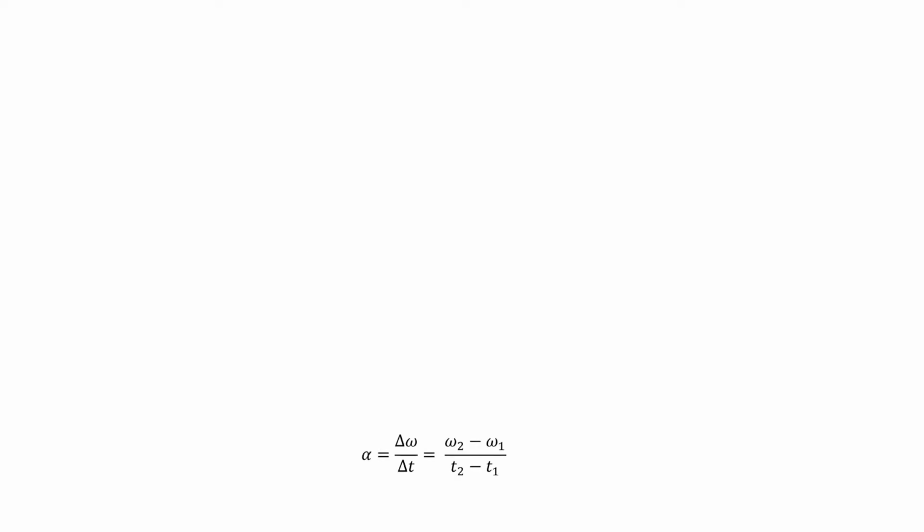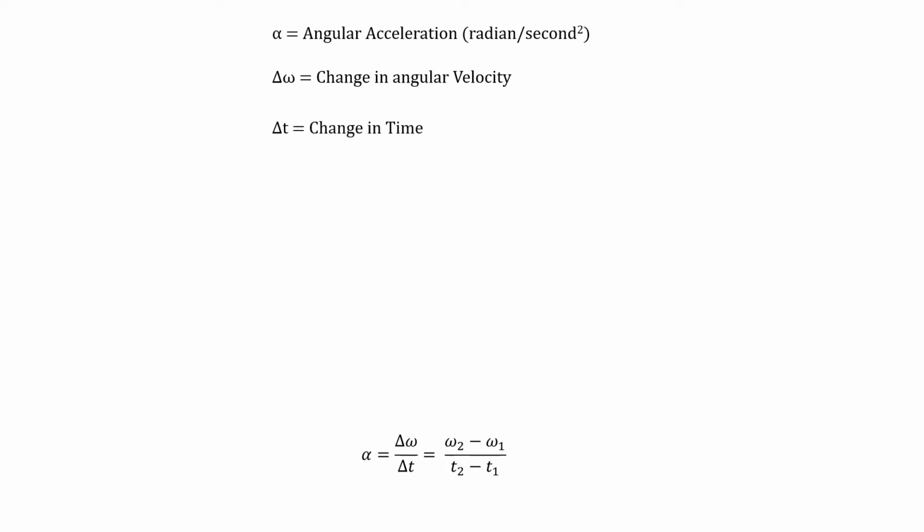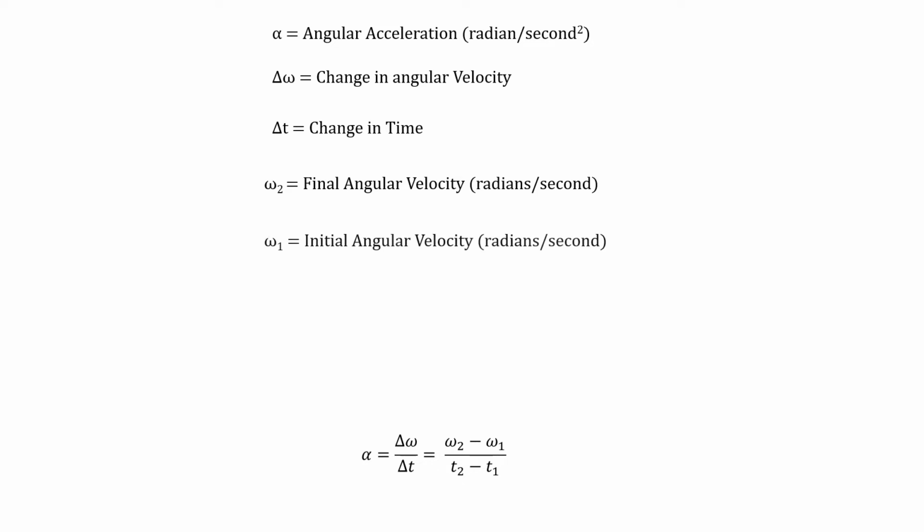Equation used. Total angular acceleration in radians per second squared, represented by alpha, equals the change in angular velocity, delta omega measured in radians per second, over the change in time, delta t in seconds. Expanded, this equals the final angular velocity, omega 2, minus the initial angular velocity, omega 1, over the final time, t2, minus the initial time, t1.